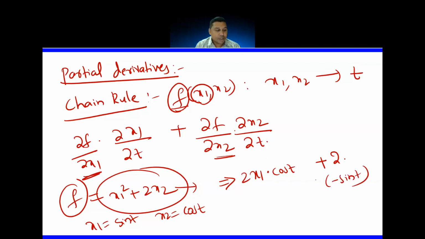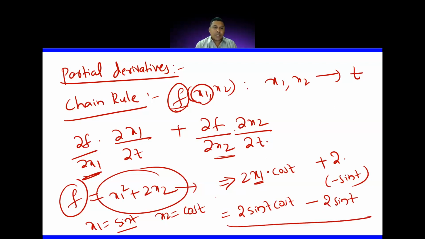Minus sin t. So you want to find out the derivative of x1 with respect to t and x2 with respect to t here. So you get here, what is the x1 value? Sin t. When I substitute here, it becomes 2 sin t cos t minus 2 sin t. Okay, 2 sin t cos t minus 2 sin t. This is your partial derivative by using chain rule.